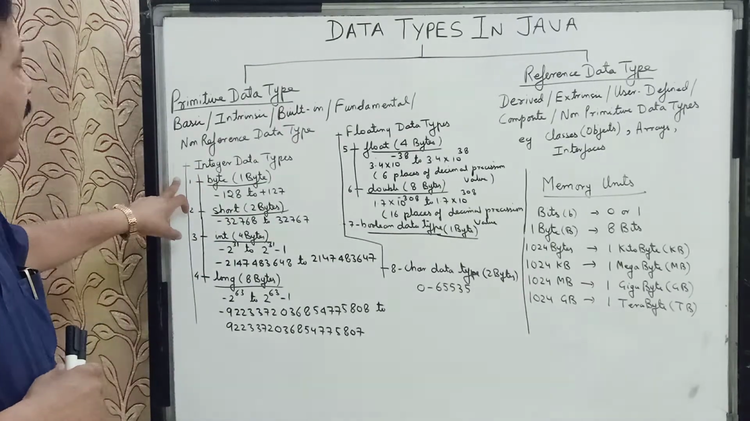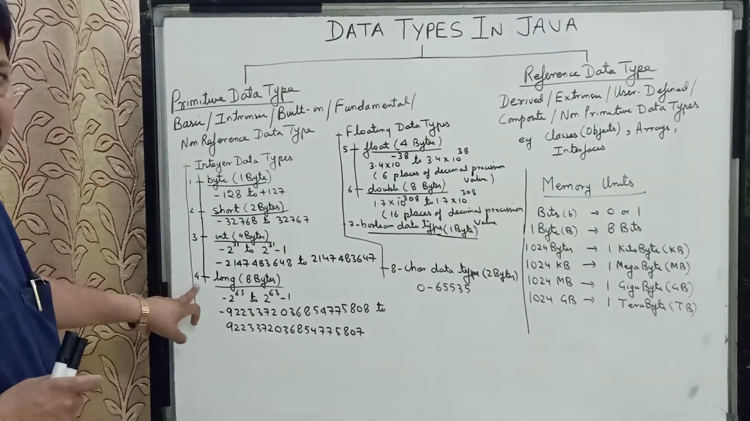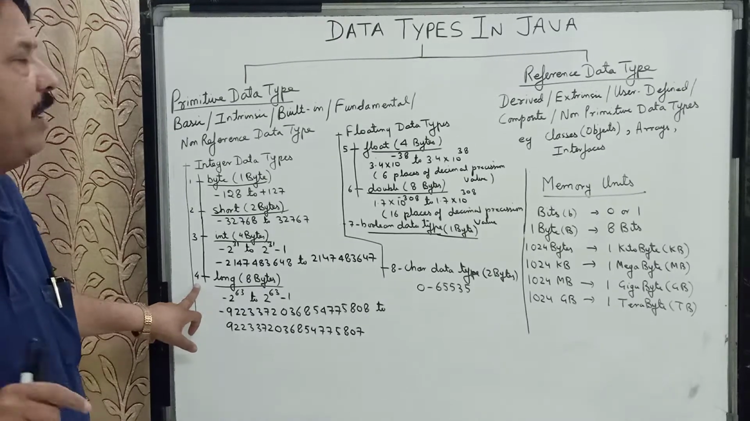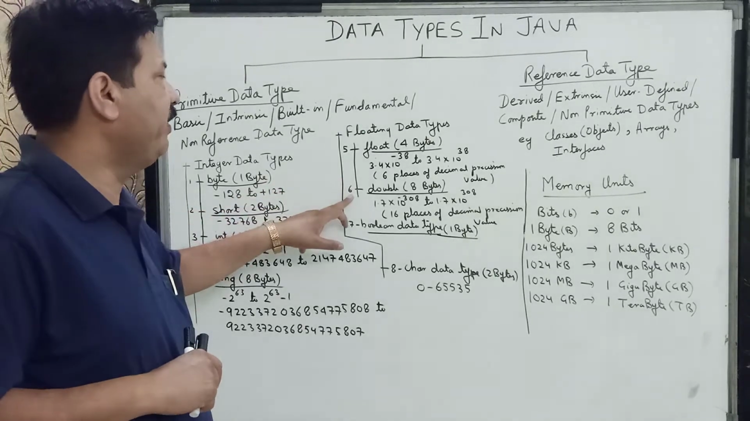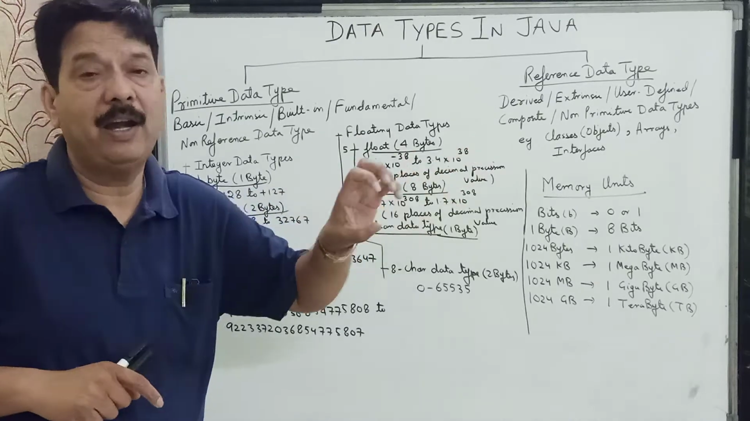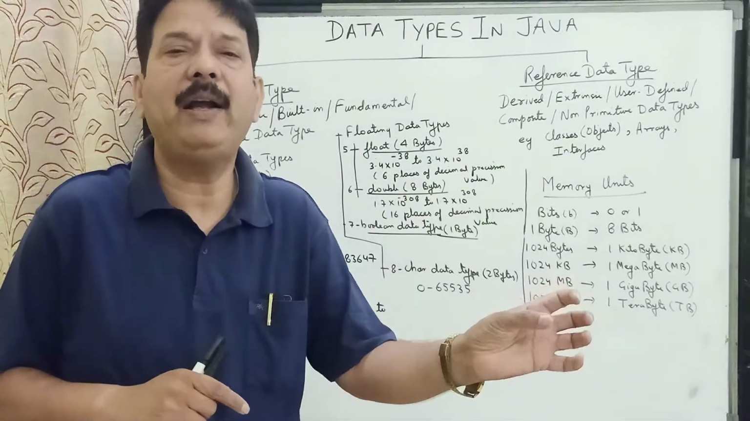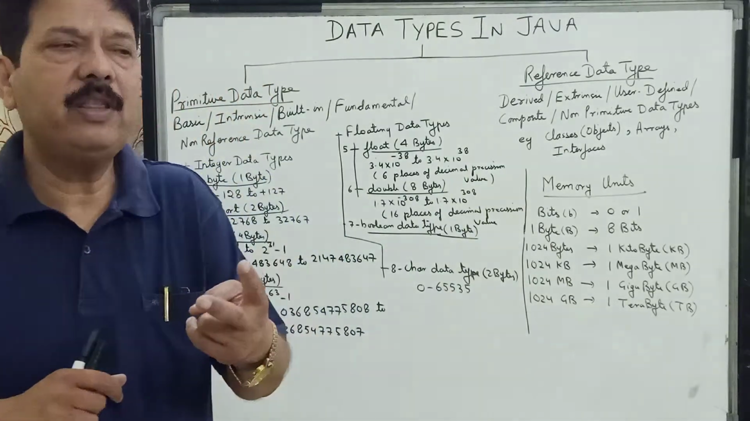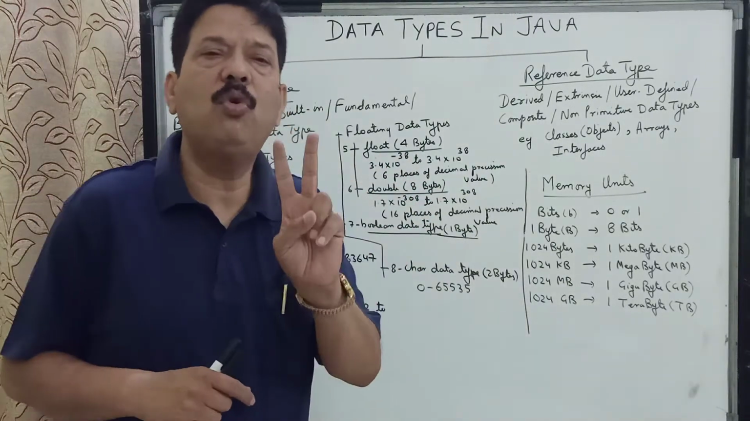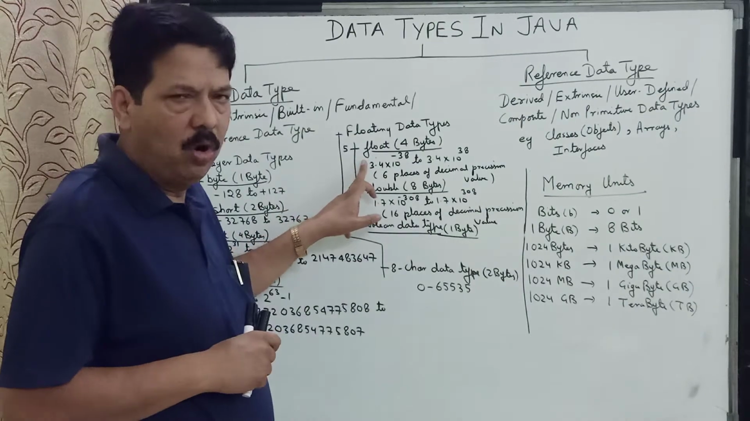Now children, these are 4 primitive data types. I have told you that we have 8 primitive data types. Now the 5th and the 6th data types are of floating data type. Floating data type means a number which has a decimal part and a fractional part. So children, this floating data type is also of 2 types. One is the float data type.